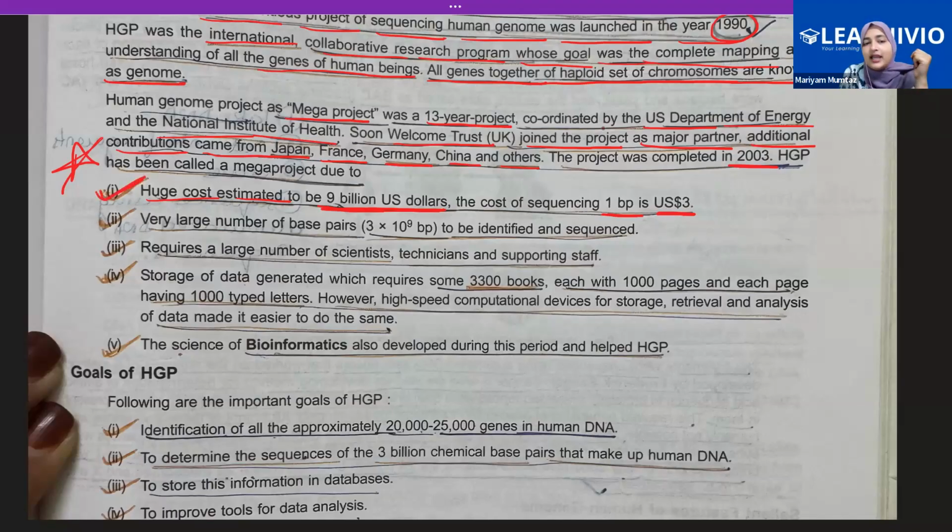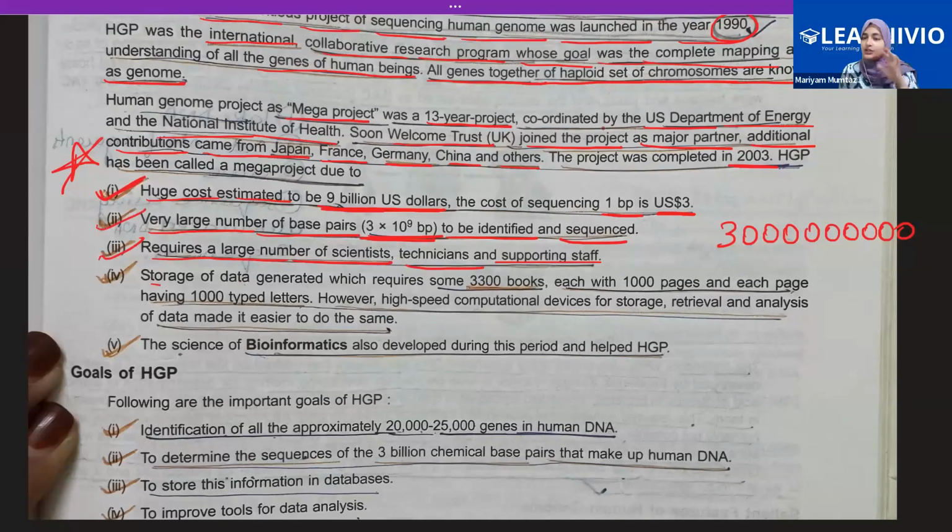Secondly, a very large number of base pairs, that is 3 into 10 to the power 9. Imagine, students, 3 into 10 to the power 9. These many base pairs have to be identified and then sequenced. It requires a large number of scientists, technicians, and supporting staff. These are the 3 reasons.